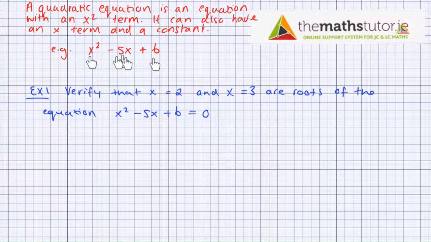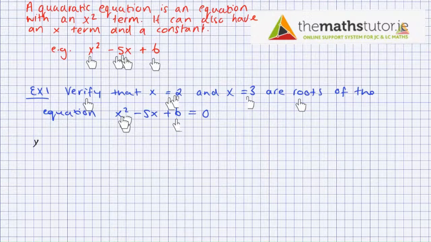The first thing we look at here is to check and see, is this a quadratic? It is. It has an x squared term, it has an x term, and it has a constant. So that means that it's a quadratic. Now the question was to verify, so that means prove that x is 2 and x is 3 are roots of the equation. So what we're going to do is plug in x is equal to 2. Anywhere we see x, we're going to put in 2 instead.